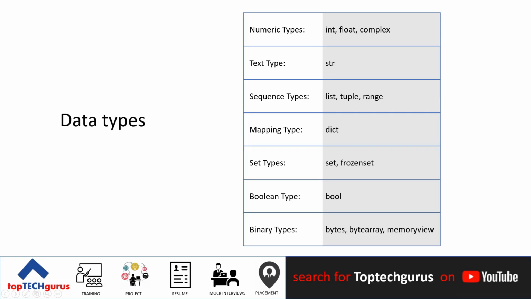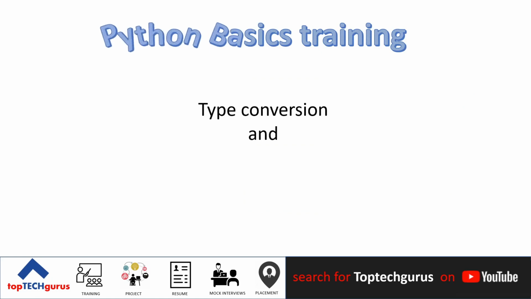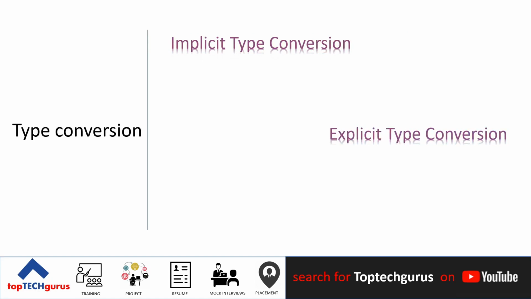After learning about the various data types in the previous videos, this video will dive into type conversion and operators. Let us start with type conversion. Python has two types of type conversions. Implicit type conversion, in which Python does the conversion for us. Explicit type conversion occurs when we specify what type of conversion needs to happen.